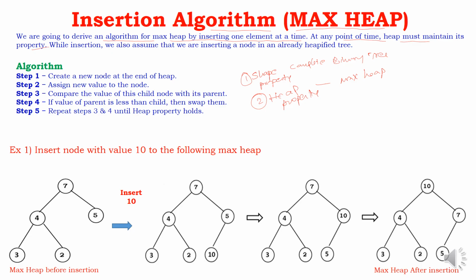Step 1: Create a new node at the end of the heap. We have to add a node at the end of the heap. Assign the new value to the new node. Then compare the value of the new node with its parent value. If the value of the parent is less than the child, swap them. Repeat steps 3 and 4 until the heap property holds for all the nodes of that particular binary tree.